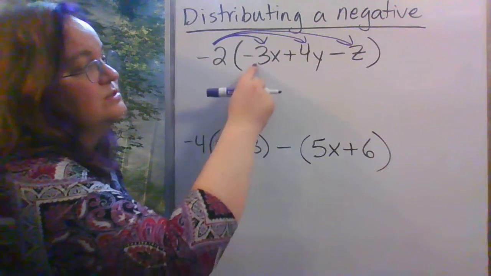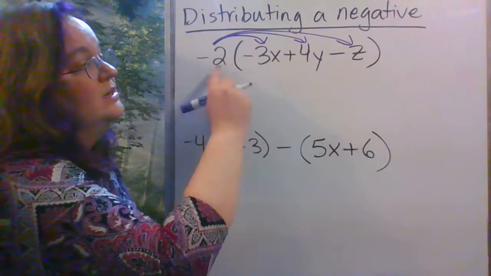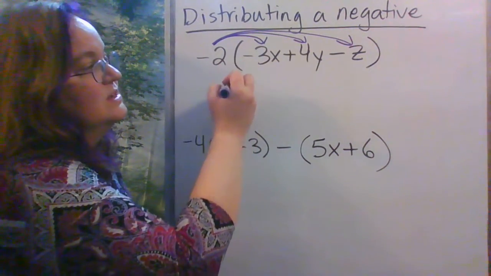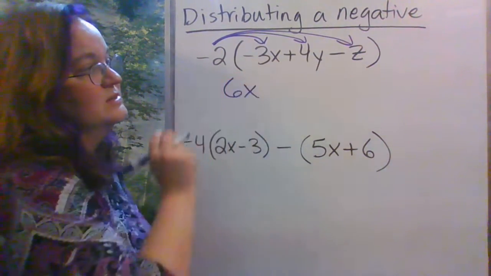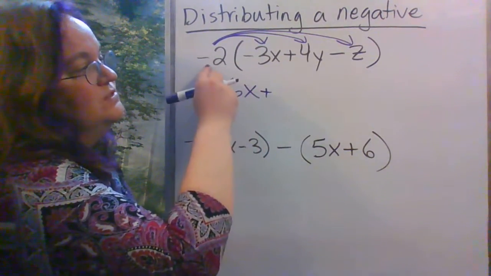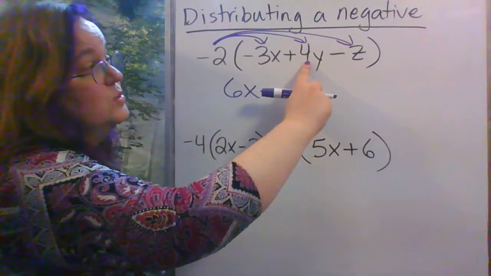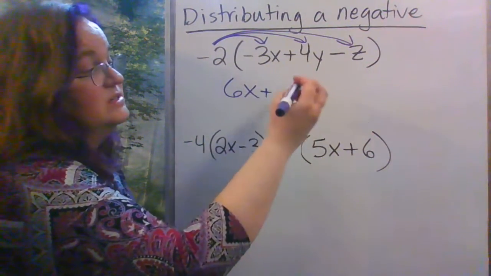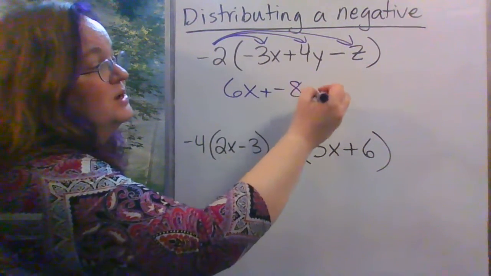A -2 times a -3, negative times a negative is a positive. That gives me positive 6x. Okay, and then I've got -2 times a positive 4, and a negative times a positive is a negative, so -8y.